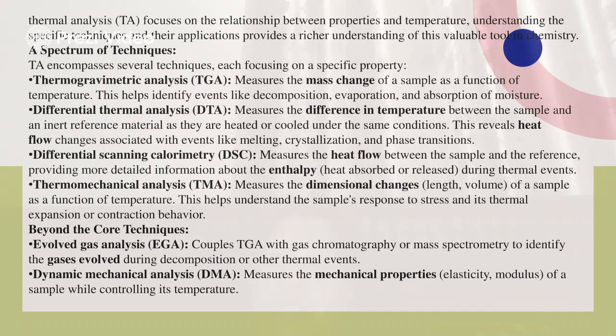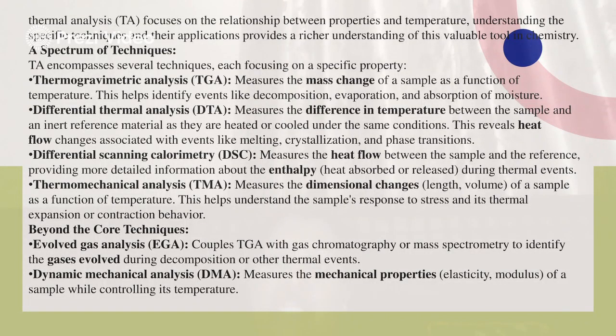On the basis of thermal analysis, we can categorize it into different categories. First one is thermogravimetric analysis. It measures the mass change of a sample as a function of temperature and helps identify decomposition, evaporation, and absorption of moisture. Second one is differential thermal analysis (DTA), which measures the difference in temperature between the sample and an inert reference material as they are heated or cooled under the same condition.